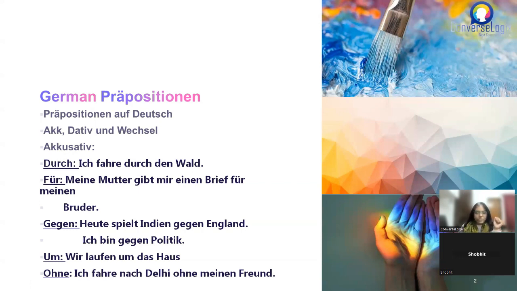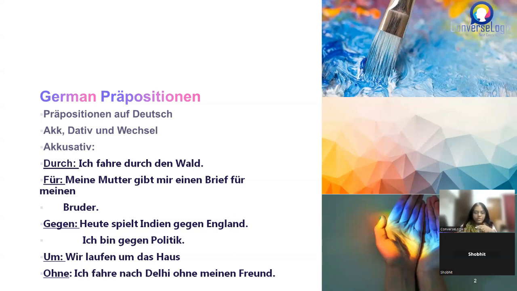Another preposition we have, gegen. Gegen is the preposition which we use in different contexts. Gegen is something against, yeah? Ich fahre gegen einen Baum. I'm hitting a tree. Heute spielt Indien gegen England. So India is playing against England. Ich bin gegen Politik, when you have some opinion, then also you use gegen. And also sometimes in the time context we say ich komme gegen Seno. So gegen has multiple usages, but if you know the root meaning of that word and you know it's an accusative preposition, then we follow the rule also.